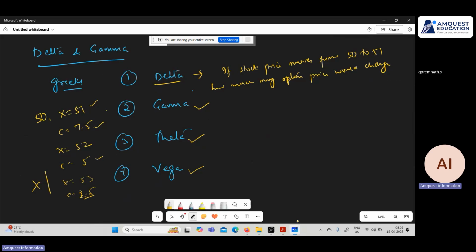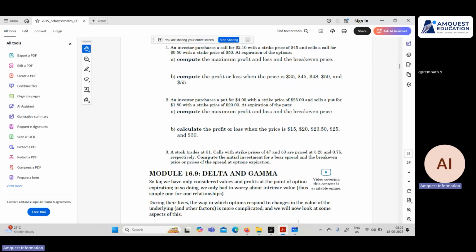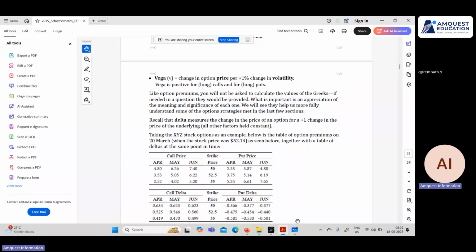So just to show you, let's make this clear. Let's say there are two tables, and I wanted to show you so that when you see this in the exam, you would know what's going on here. So when you see the strike price as 50, one second, let me see if there's a highlighter. Highlight, yes.